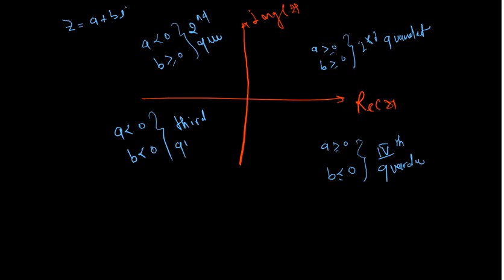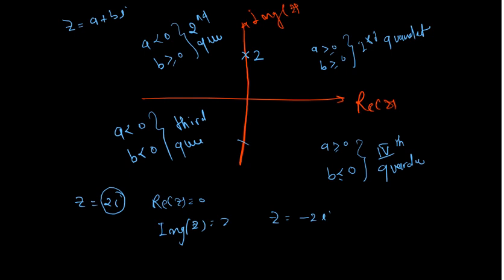quadrant. Similarly, if somebody asks you about a complex number z that is 2i, it has real part of z as 0 and imaginary part of z as 2. So where will it lie? It will lie on the imaginary axis, somewhere here, where the magnitude is 2. So this is z. If z is equal to minus 2i, then it will lie somewhere here. Accordingly we can represent any complex number.